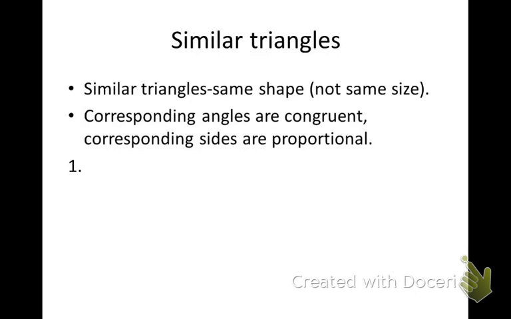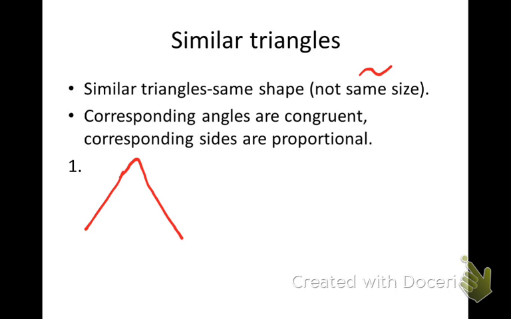So today we're going to talk about similar triangles. Similar triangles are not the same as congruent. They have the same shape but not the same size. Remember, in congruent they must have the same size and shape. And the symbol we use for this is just a wiggly line, not an equal sign there. And in similar triangles, corresponding angles are congruent and corresponding sides are proportional.